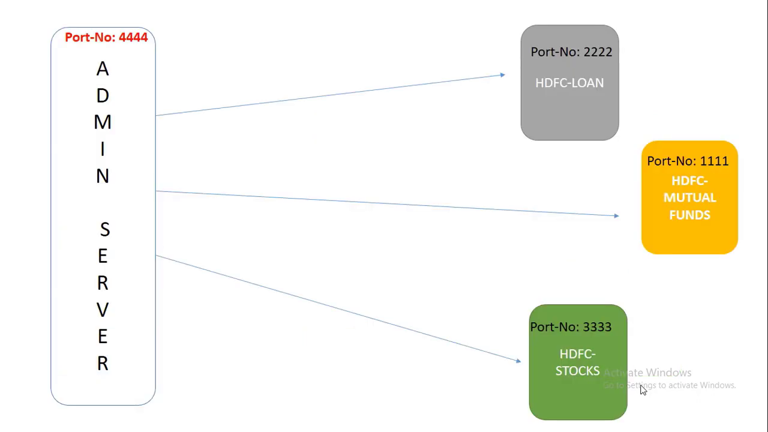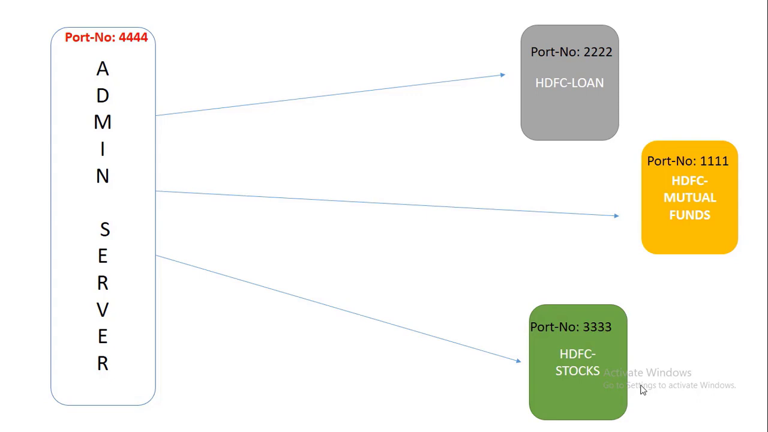Spring Boot Admin Server is an application to manage and monitor your microservice applications. To handle such a situation, the Codecentric team provides Spring Boot Admin UI to manage and monitor all your Spring Boot Actuator endpoints in the same place. For example, in this diagram, the admin server is running on port number 4444. HDFC Loan is running on 2222, HDFC Mutual Fund is running on 1111, and HDFC Stock is running on port number 3333. So if you check any health or any actuator endpoint related information, we don't need to check HDFC Loan and HDFC Mutual Fund separately. These applications are registered with the admin server. The admin server will manage the actuator endpoints in one place.